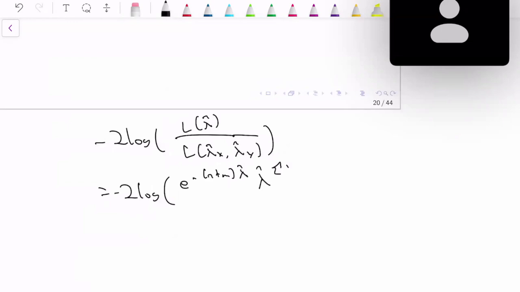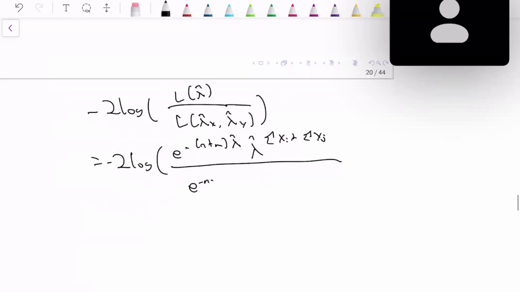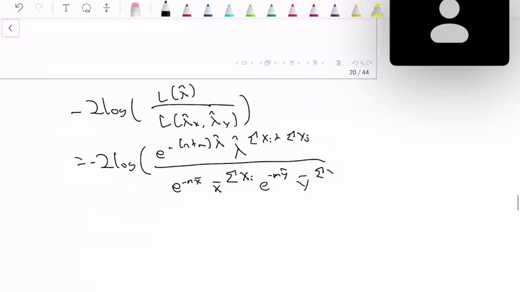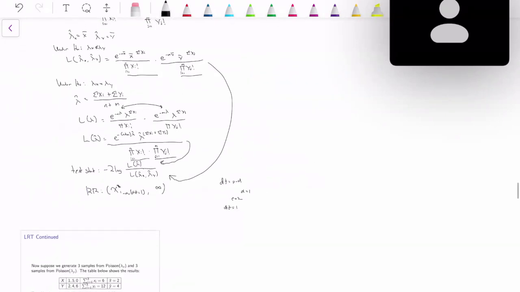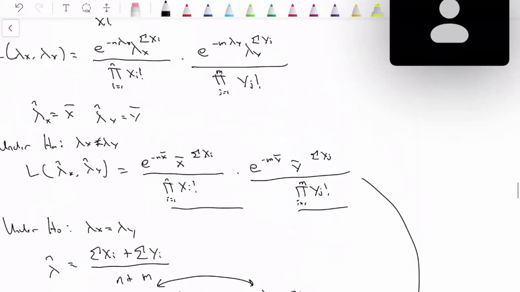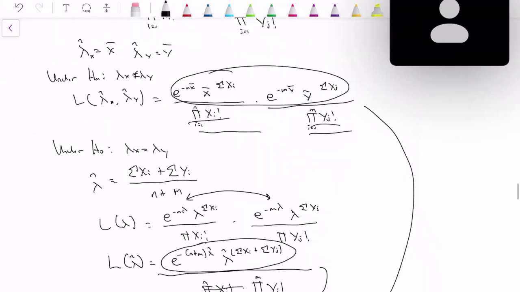Lambda hat to the sum of xi plus sum of yj, divided by e to the negative n x bar, x bar to the sum of xi, times e to the negative m y bar, y bar to the sum of yj. Let me make sure I did this correctly. Yeah, essentially we're just taking this part in the numerator and this part in the denominator, because these 2 terms will cancel with each other.